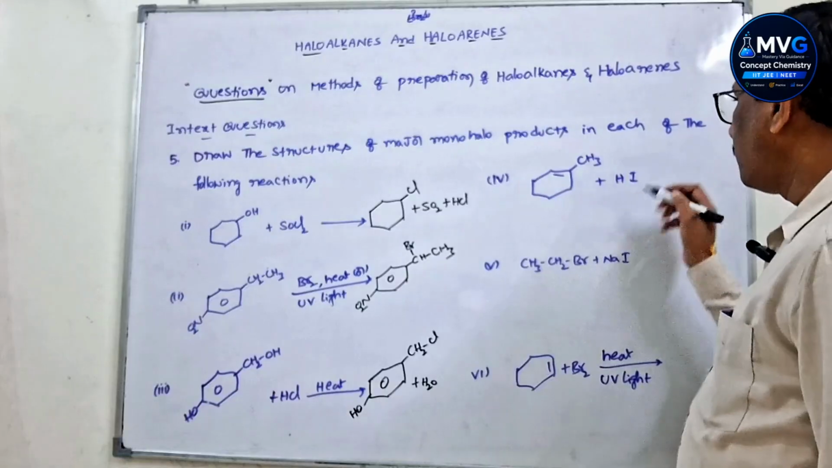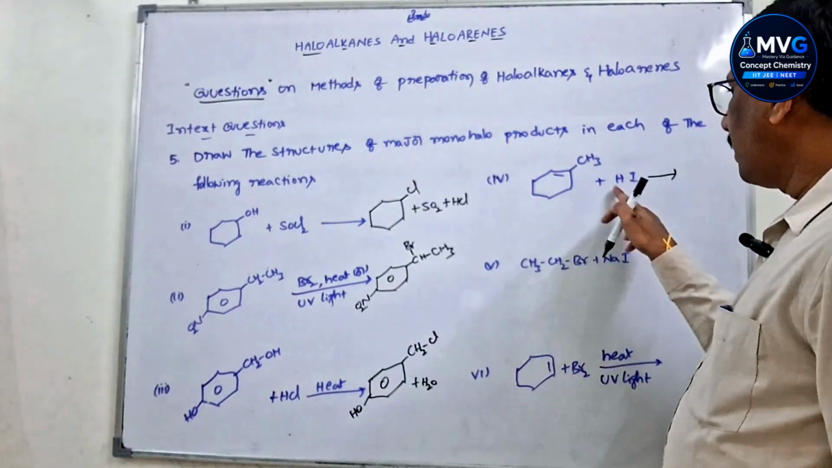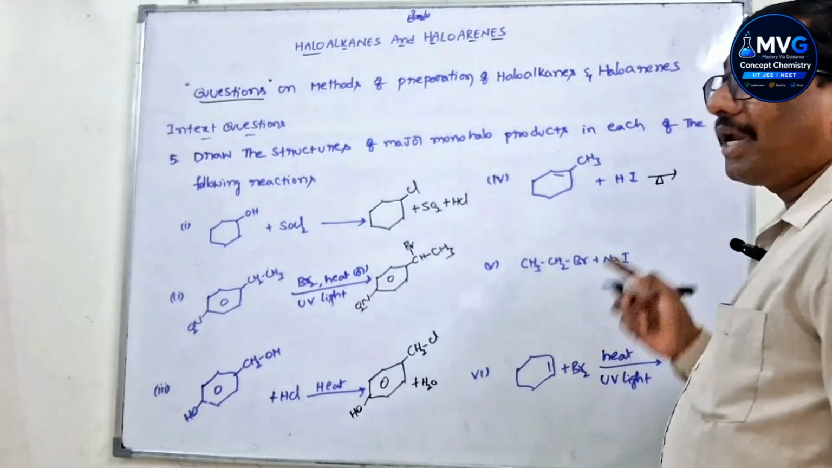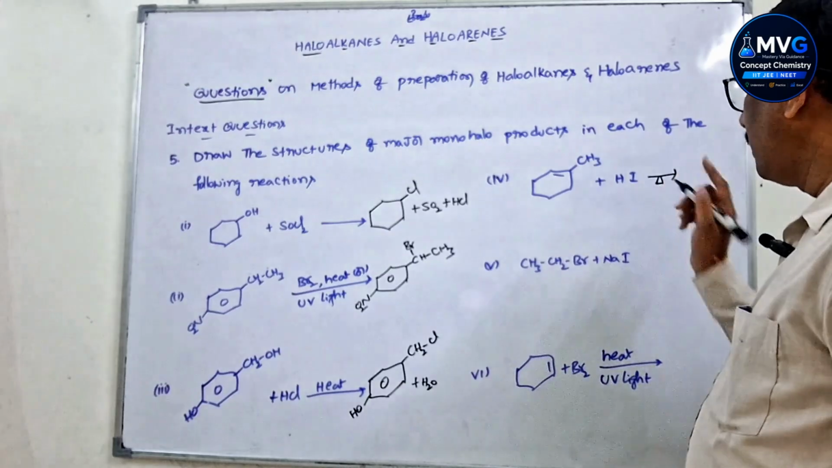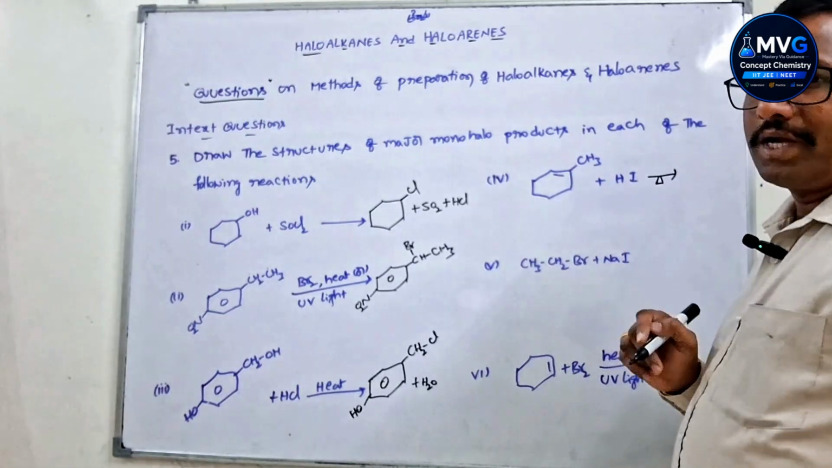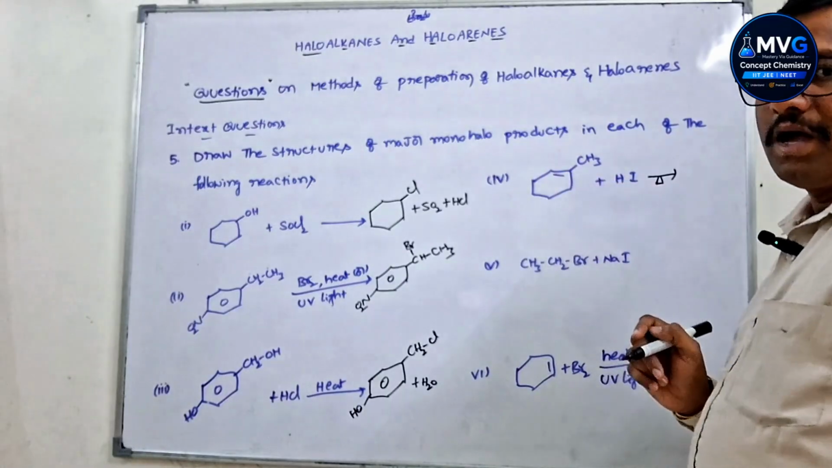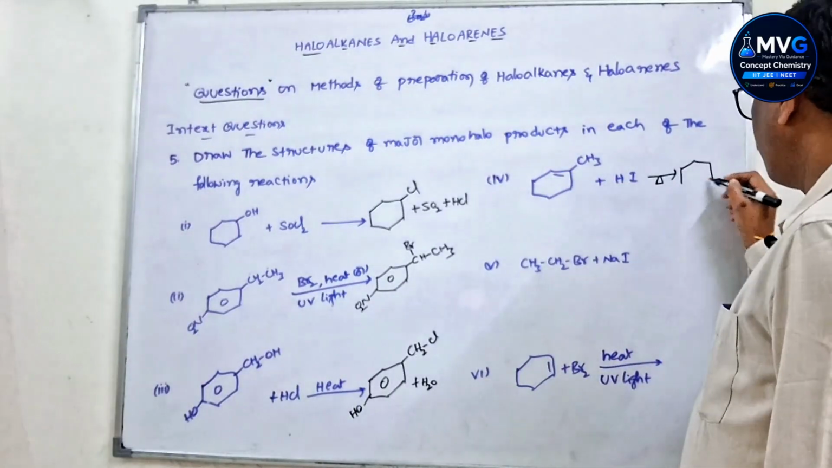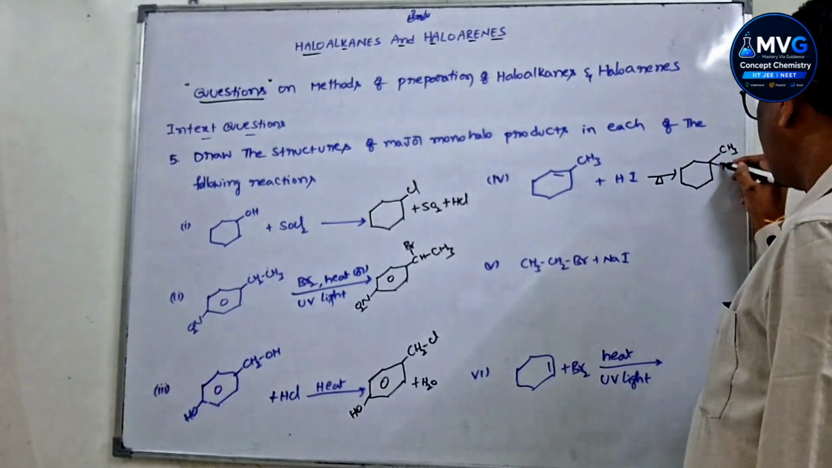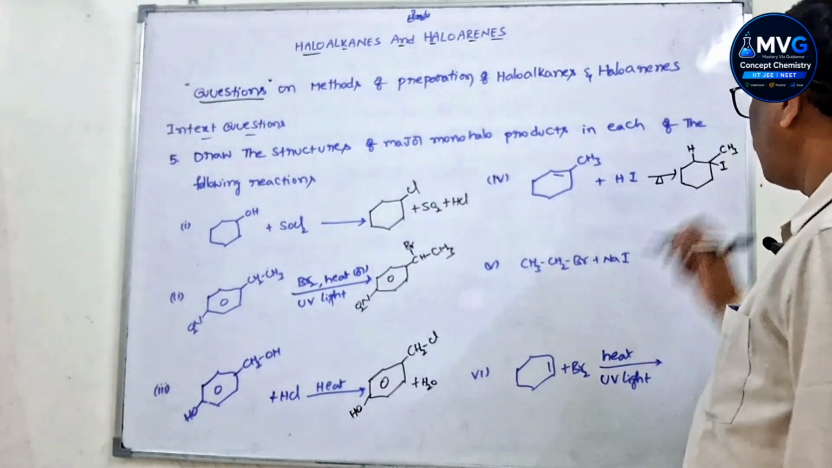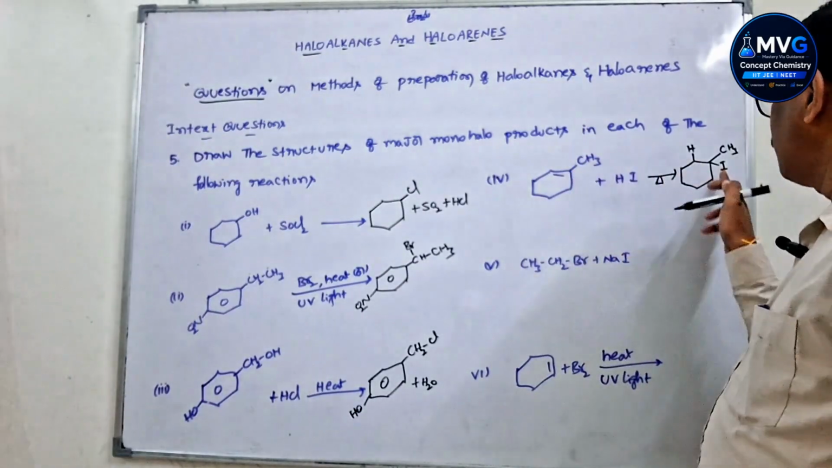Next, here students, HI. We discussed the Markovnikov addition rule. According to Markovnikov, just HI and heat. Previously we solved problems with HBr and heat. Now here HI is given, and only heat is given, which means Markovnikov addition rule. Where there are fewer hydrogens, iodine attacks; on the more-hydrogen side, hydrogen attacks. Here one hydrogen is there, here no hydrogen, that's why iodine is attacking.